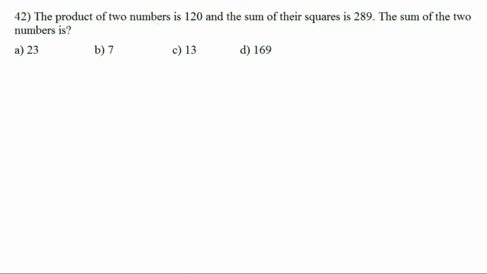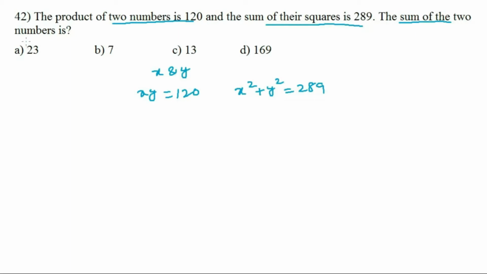Question number 42. The product of two numbers is 120 and the sum of their squares is 289. The sum of the two numbers is? Let the numbers be x and y. Product of two numbers is 120, so x into y equals 120. Sum of their squares is 289, so x square plus y square equals 289. The sum of the two numbers is x plus y equals question mark.